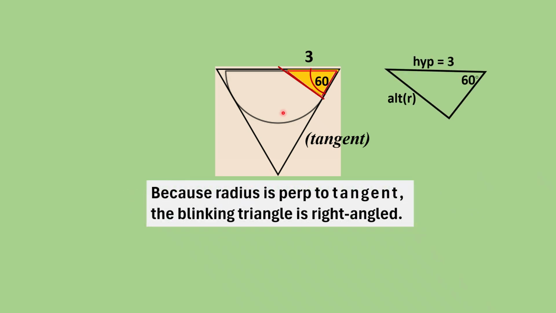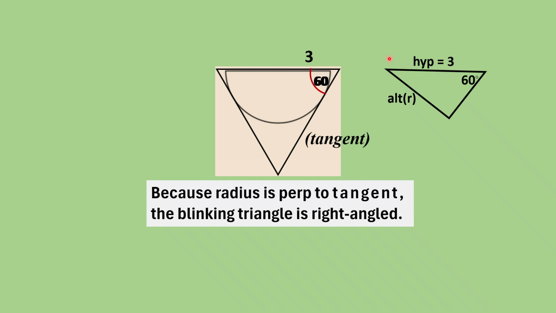Now, radius is always perpendicular to the tangent. This is the radius. You are joining the center, that is the midpoint of the diameter, with the point of contact. So this is the radius. So radius is always perpendicular to the tangent. That means what you are getting is a right angle triangle. So you are getting a right angle triangle where the hypotenuse is 3 and the altitude, that is the radius, and this is 60 degrees.